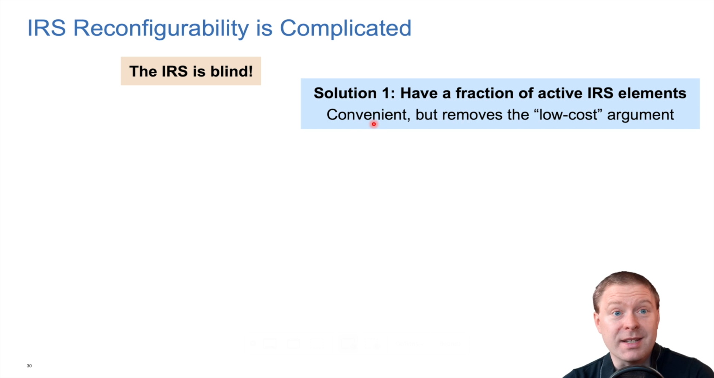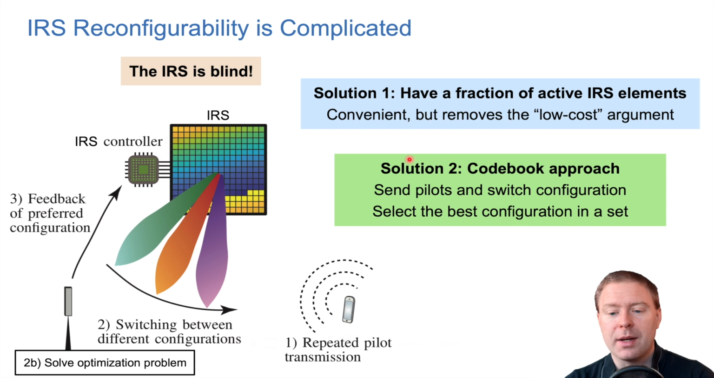And this is definitely convenient, but I think it is the wrong way to go, because it sort of removes the whole low-cost argument. The idea that we should have a big surface with low cost because all of the components are passive. If we have 1,000 elements, whereof say 1% are receiver antennas, then we have 10 antennas, and that is a large number, so it will definitely not be cheap. So I will talk more about solution 2 based on codebooks.